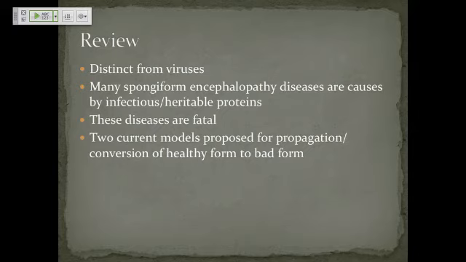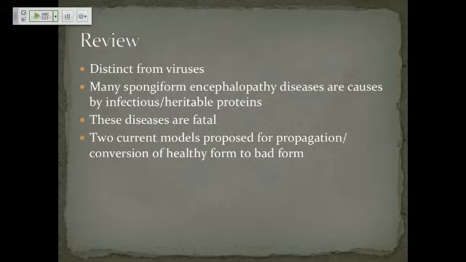So just to quickly review, prions are distinct from viruses, at least that's the current thinking and understanding, in that they are proteins as opposed to viruses. Many spongiform encephalopathy diseases are caused by infectious or heritable proteins. I guess the big takeaway here is that these diseases currently are fatal within a year of symptom onset. There's no treatments. And as we discussed, there's currently two models for the propagation or conversion of the healthy form to the disease-causing form. So that's all I have for you guys.